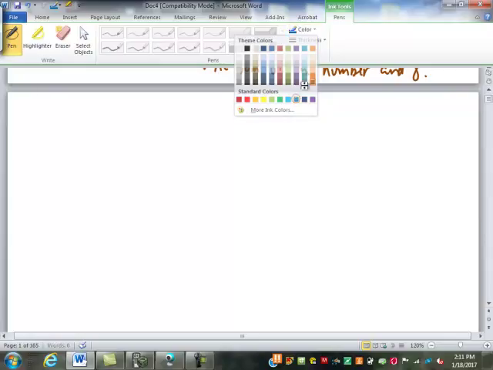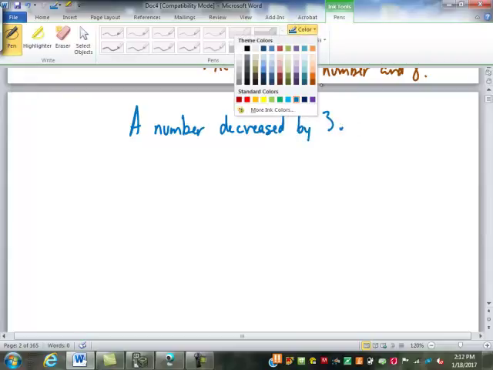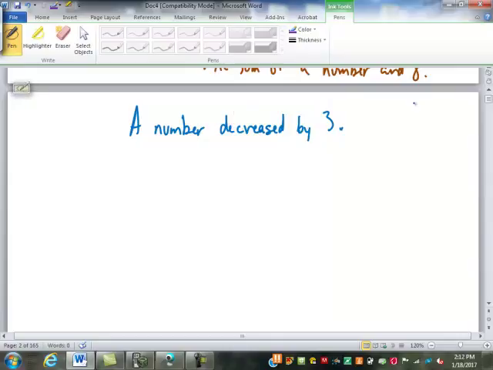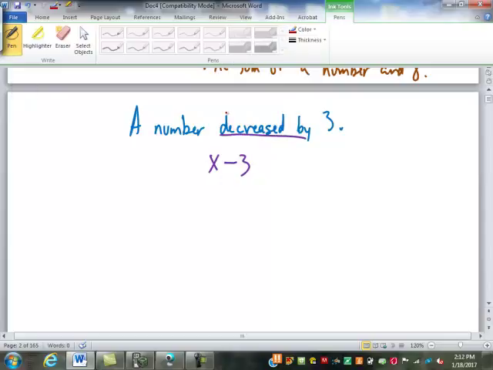Let's say I give you a number decreased by 3. What's that going to be in symbols? Somebody said it there. X or A or whatever minus 3. Perfect. The decreased by means we're subtracting 3. Now there's a lot of other ways to express this. So again, I'm going to give you about a minute to talk to the person next to you. See if you can come up with other ways, other phrases that would indicate x minus 3.